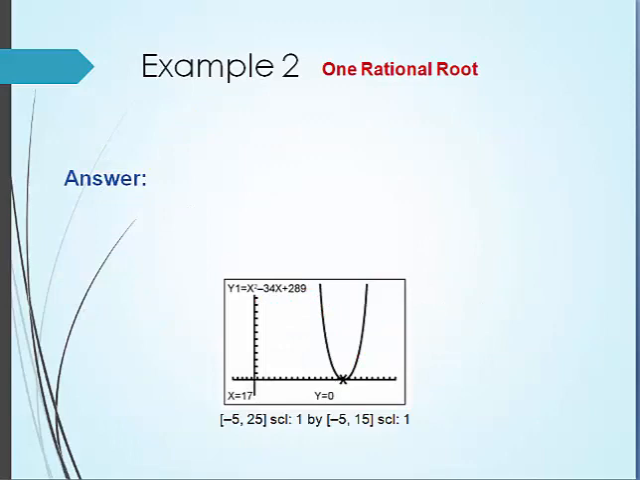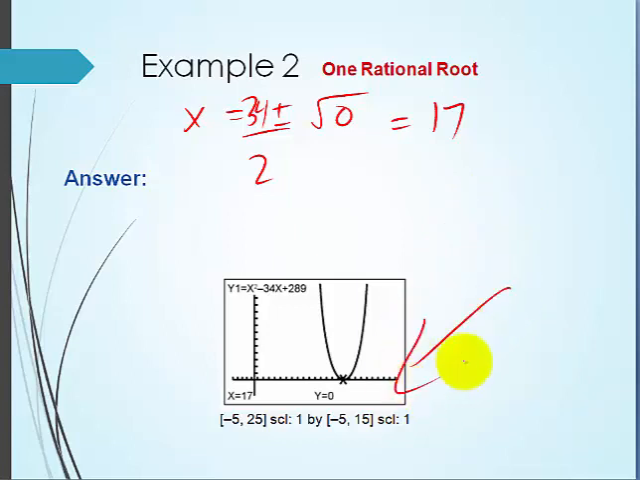When I simplify that further, that just means that I'm not adding or subtracting a number because it's that root 0. So we have 34 over 2, which is equal to 17. So what that means is that we only have one x-intercept. And if we only have one x-intercept, that's because it's the vertex that's actually on the x-axis.